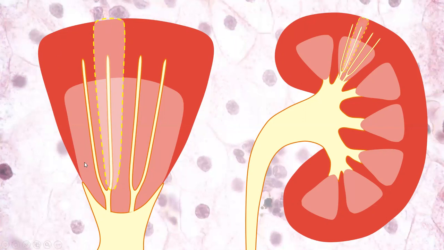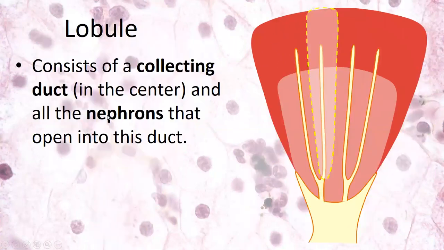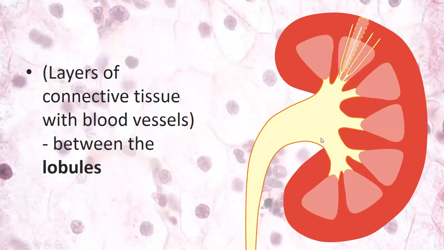So renal lobe contains some renal lobules. Lobules are smaller than renal lobes. And in the center of the renal lobule, we have collecting duct, and also nephrons which are opened in this collecting duct. To summarize this, lobule consists of a collecting duct in the center and all the nephrons that open into this duct. And between the lobules we have layers of connective tissue with blood vessels which separate neighboring lobules, and about this we will talk a little bit later.